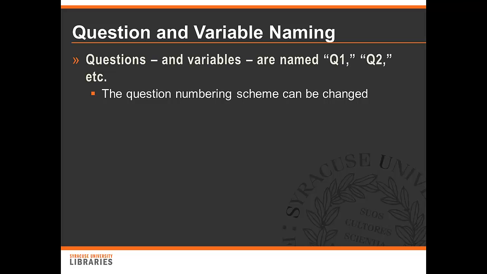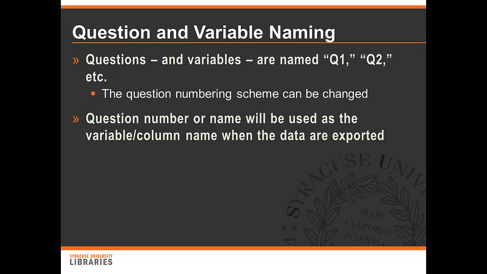By default, questions are numbered Q1, Q2, Q3, and so on. The columns or variables in your resulting data file will also be named in this manner. This question numbering scheme can and probably should be changed. This is because the question number or name will be used as a variable or column name when the data are exported.